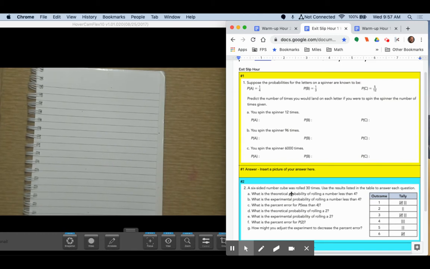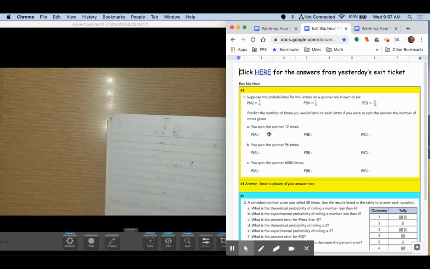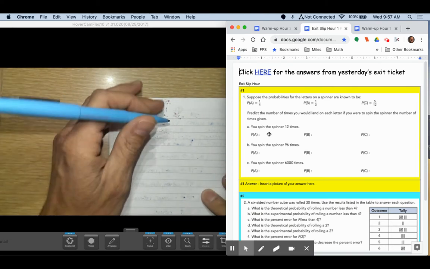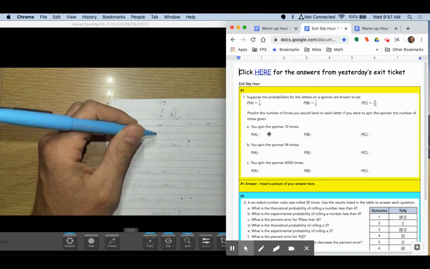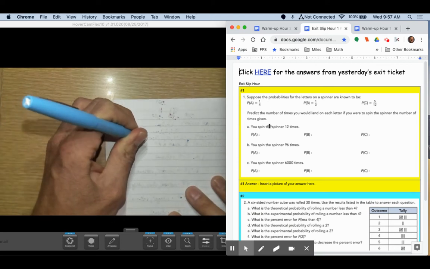What we need to do here is use the probability to predict how many times it's going to happen. So if I spun it 12 times, and there's a 1/4 chance that I would get A, then the question is, how many times would it land on A if that probability held true? And so we know the probability is 1 to 4.